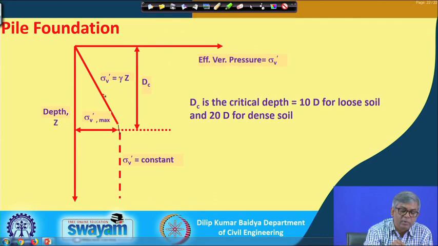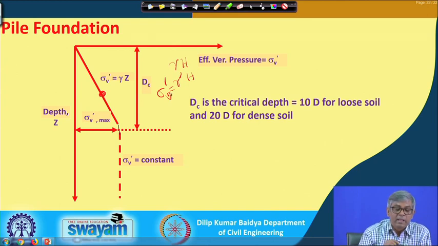You can see the diagram drawn again here, but neatly. If I calculate sigma v dash at any point, what will it be? If there is no water table, it will be gamma times h, and if it is under the water table, it will be gamma submerged times h, because we have to calculate the effective vertical stress. Then the lateral pressure is obtained by multiplying by whatever k value, and you will get the horizontal pressure.